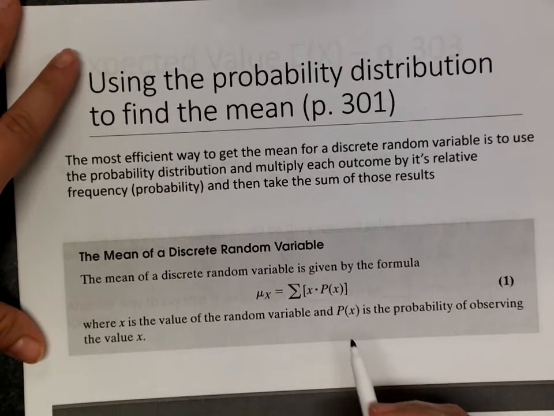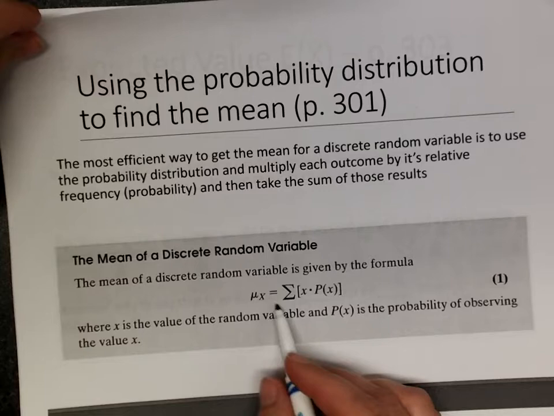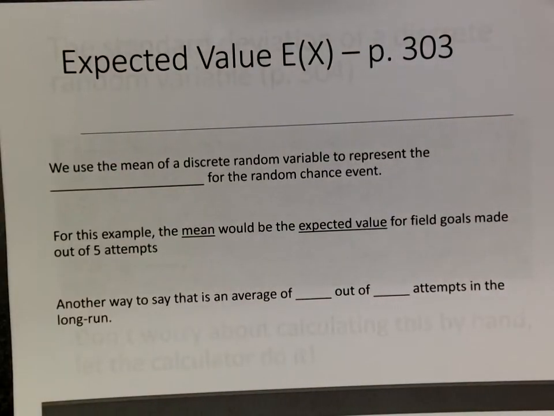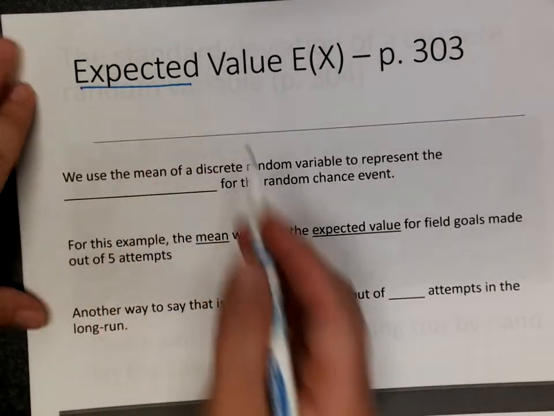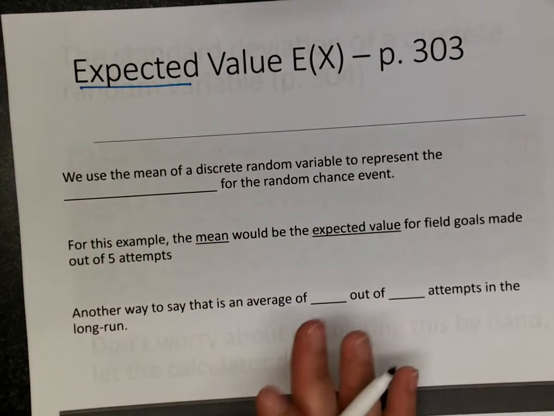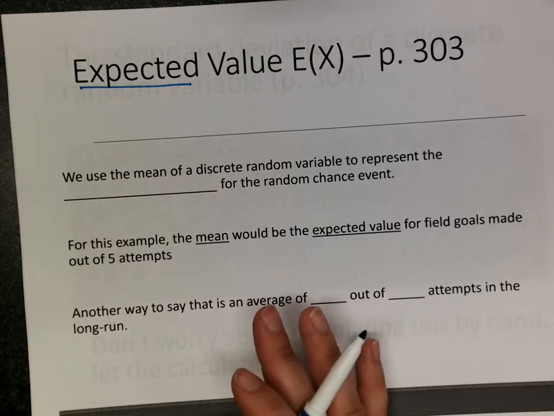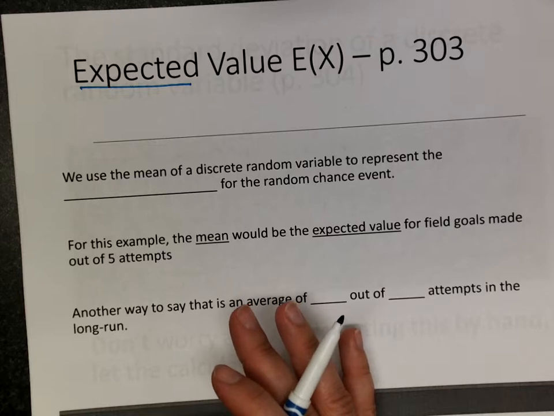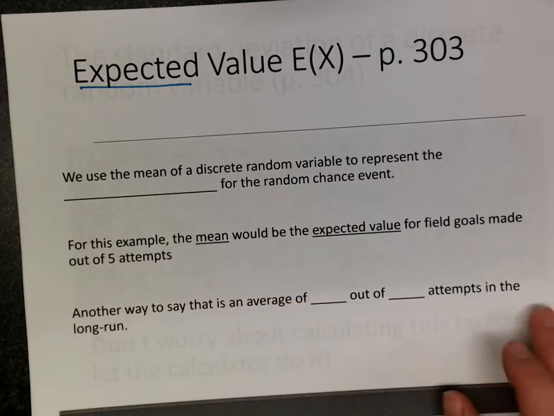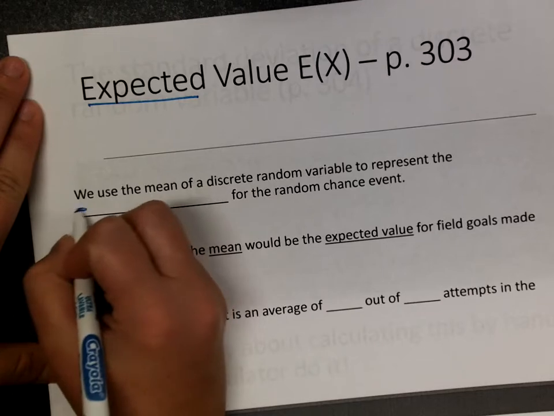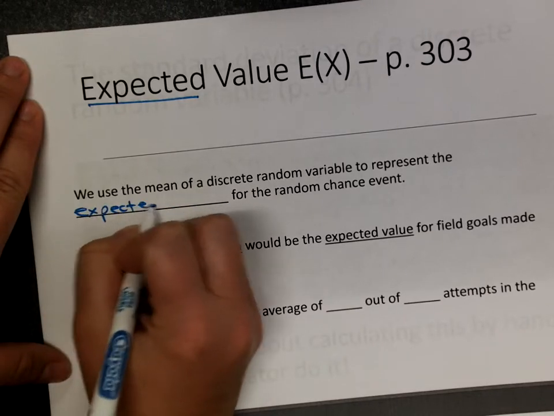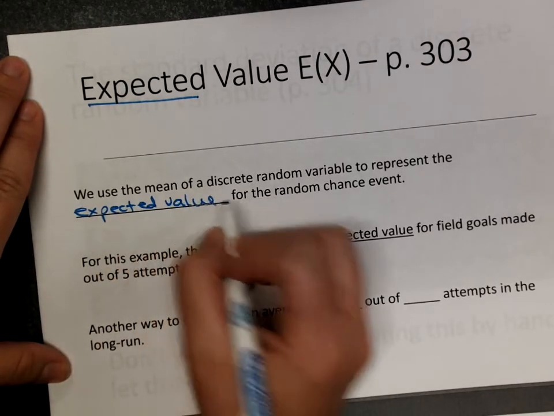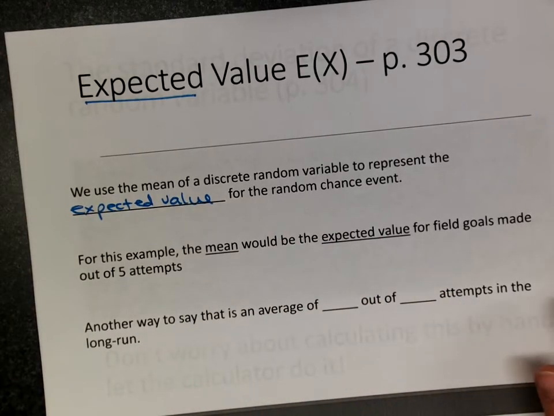So we take it and we call it, this is just in the book, it just explains it. We call this an expected value, or E of x. It's still the average, it's still the mean, it's just calculated differently, and we think about it a little bit differently for these random variables. So we use the mean of a discrete random variable to represent what we call the expected value for this random chance event. It's what we expect to happen.